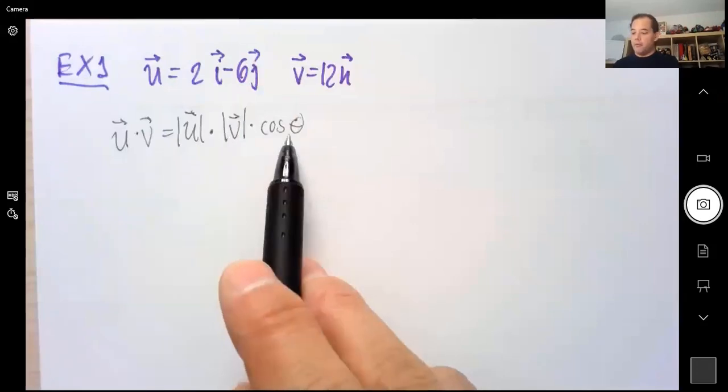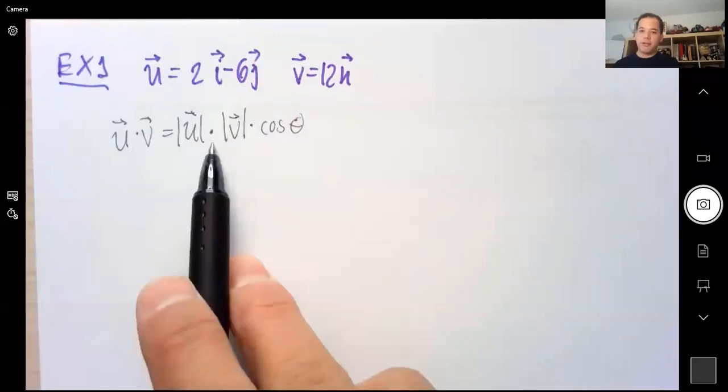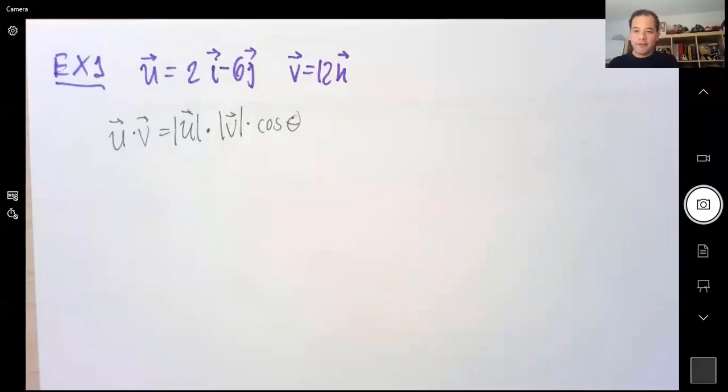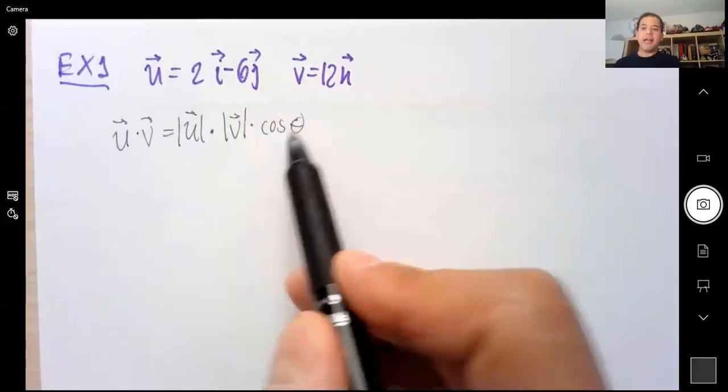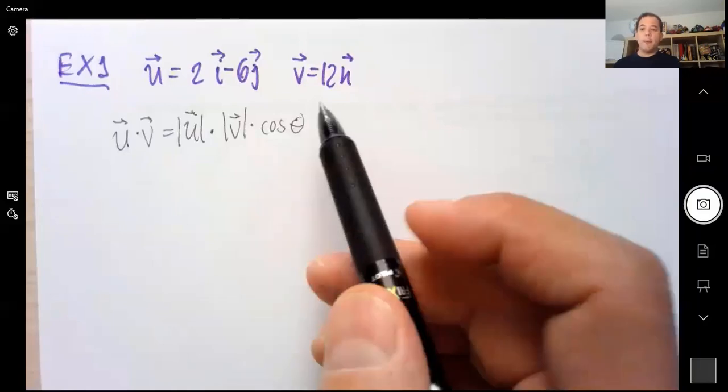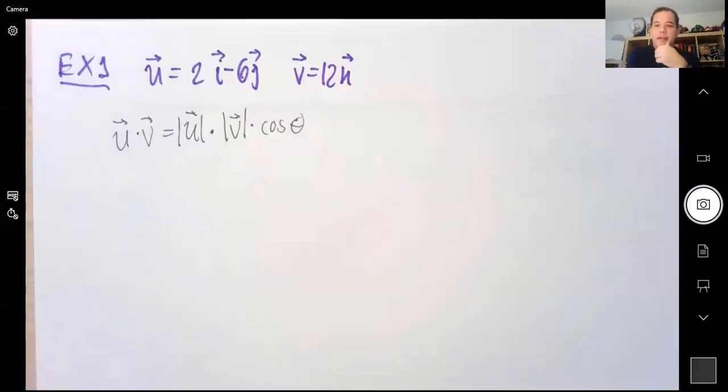Now, we already know how to get magnitudes, so let's bypass that for a moment. Let's start with the thing we haven't figured out how to get yet, which is the angle, right? How do we get the angle between 2 vectors? That can be complicated. In fact, that would make this dot product really hard to calculate if you think about it. So you have your vectors and you need to figure out the angle. We haven't learned how to do that.